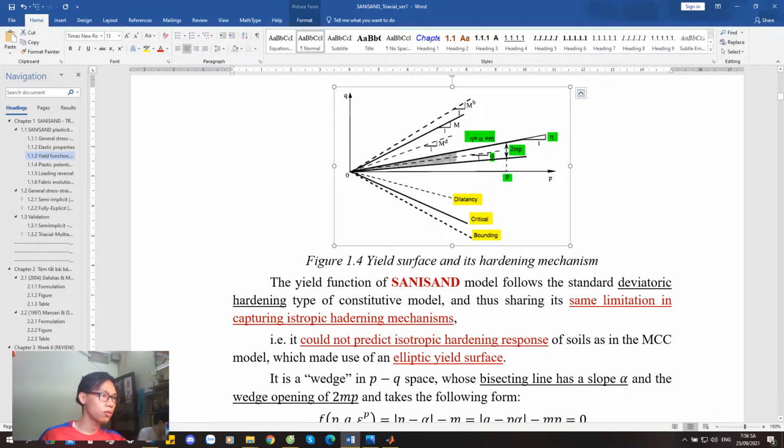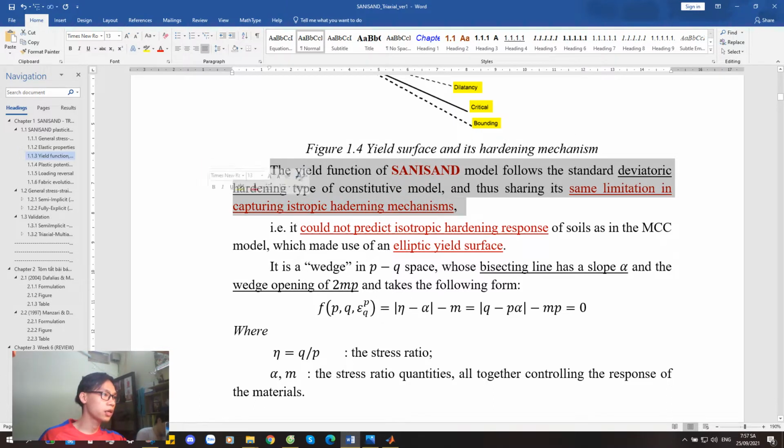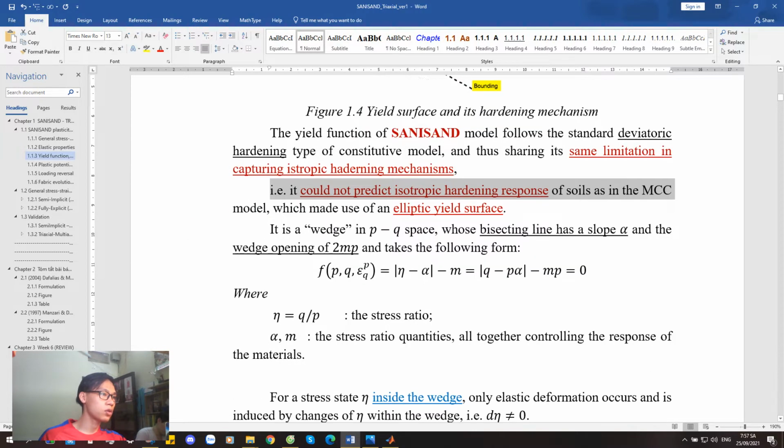Maybe the alpha moves. We had alpha. Eta is just fixed, okay? Eta and alpha like that. I'll show you. So Simpson just has the same limitation of the rhetoric, capturing the isotropic hardening mechanism, which could predict hardening response in the elastic. So we never have the elastic stage of the isotropic hardening mechanism.